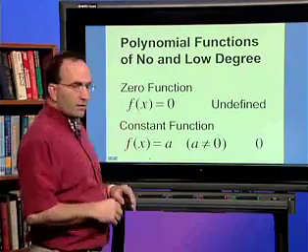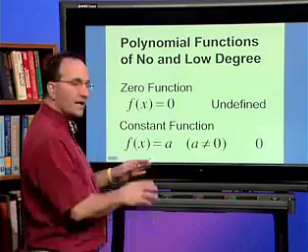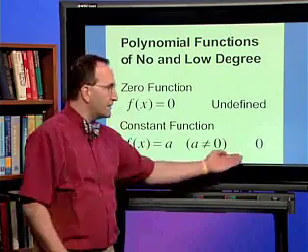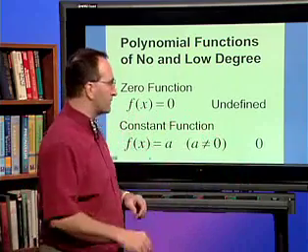Starting off with the 0 function, we've already talked about f of x equaling 0, and that's undefined. That is, the degree of it is undefined. Whereas the constant function, f of x is equal to a, and in this case, a cannot equal 0, that has a degree of 0. So there's a difference here. The constant has a degree 0. The 0 function, f of x equals 0, is undefined.